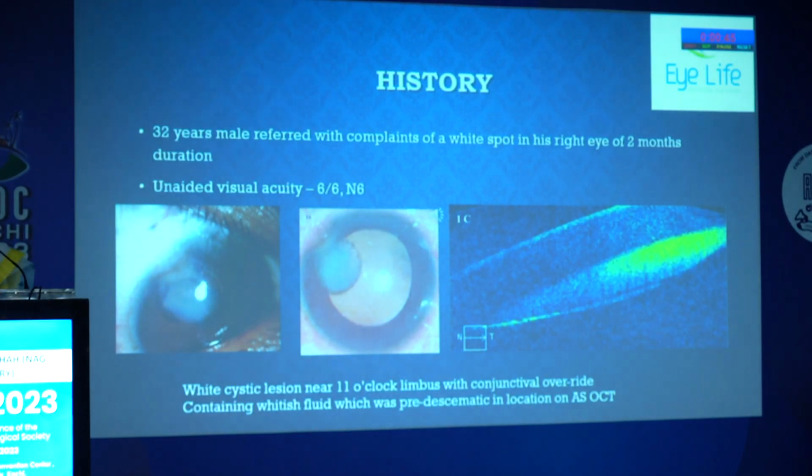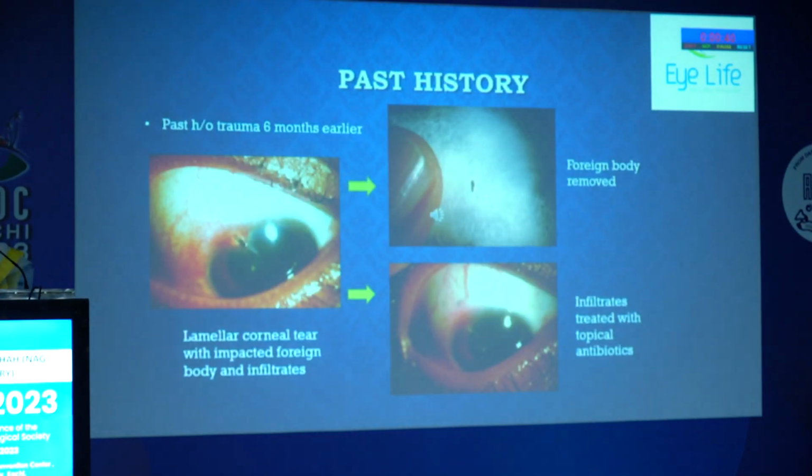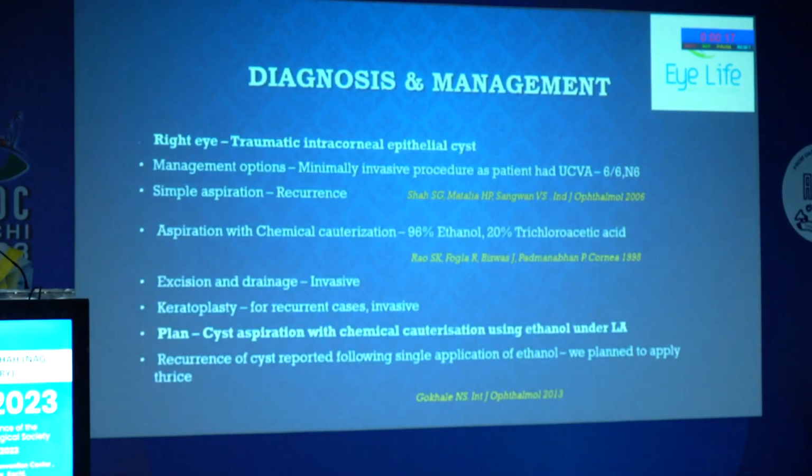Now we went back and looked at his previous slit lamp photographs. The patient had presented 6 months earlier with a lamellar corneal tear involving the 11 o'clock limbus and an impacted foreign body with some infiltrate within the lips of the wound. The foreign body was removed, and the infection was treated with antibiotics and topical steroids. No suturing was done.